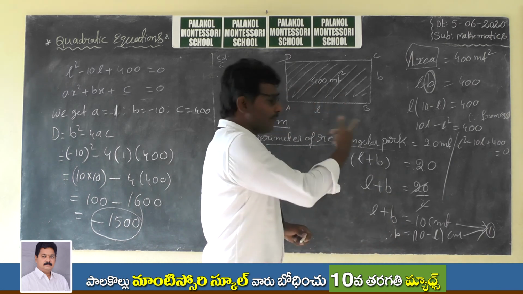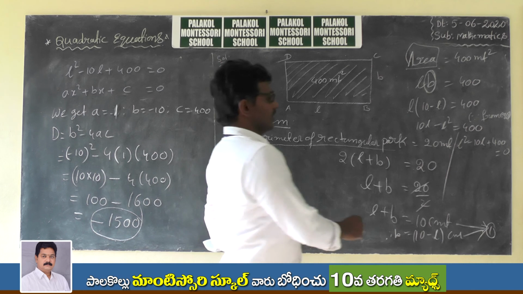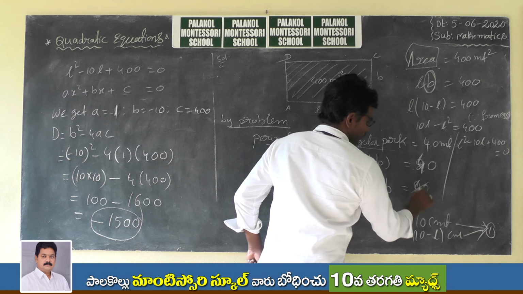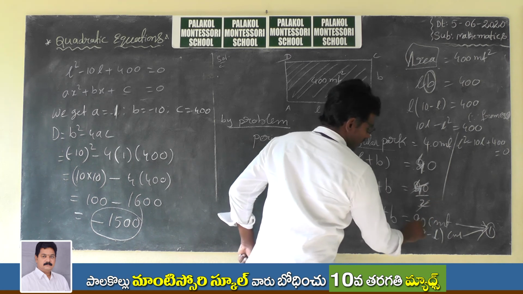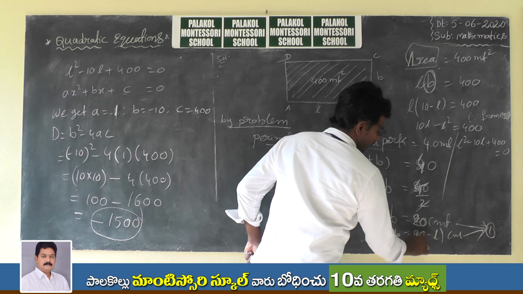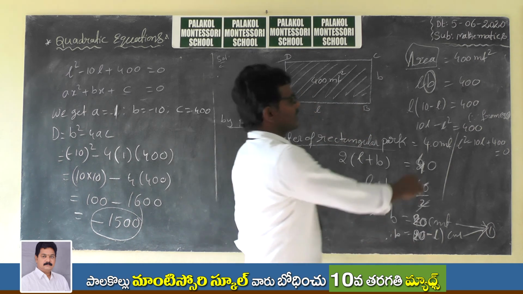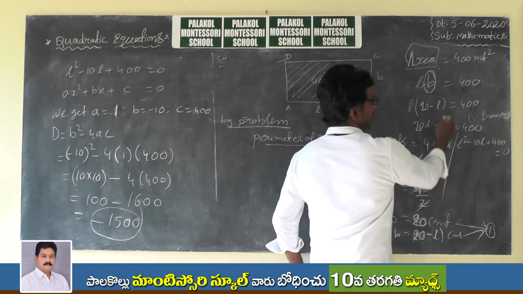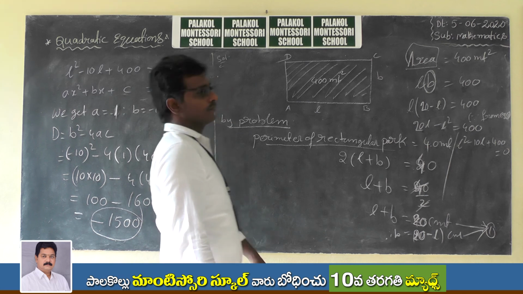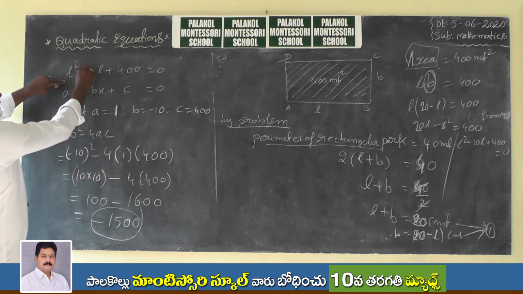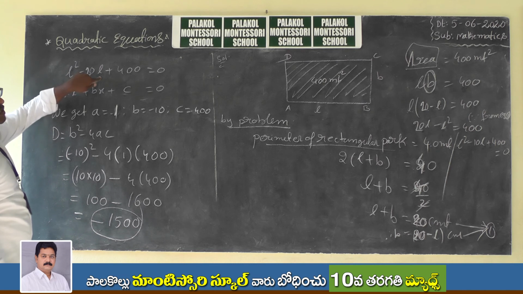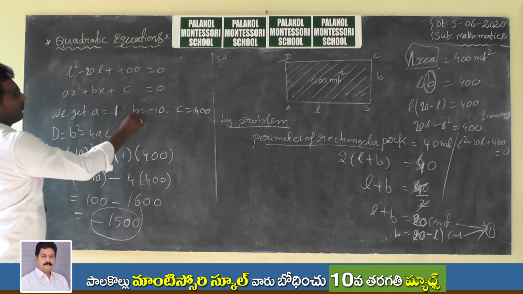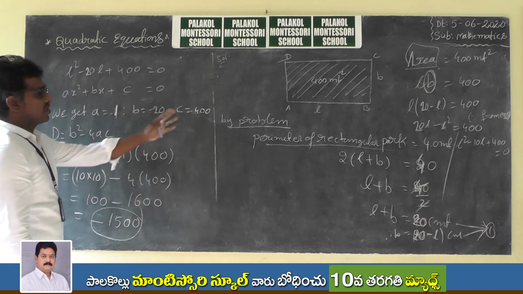Suppose you change the perimeter of the rectangle to 40. See, I will change that to 40. It is 40 by 2. So how many times is it cancelled? 20 times. So B is 20 minus L. In this place I write 20 minus L. So 20L minus L square is equal to 400. Here you write L square minus 20L plus 400 is equal to 0. A is equal to 1, B is equal to minus 20, C is equal to 400.